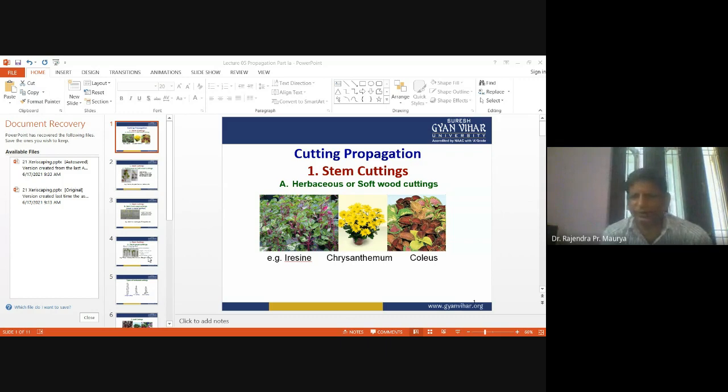So when we prepare the cuttings, we should consider, number one, genotype, and second, if the genotype is good, then we have.